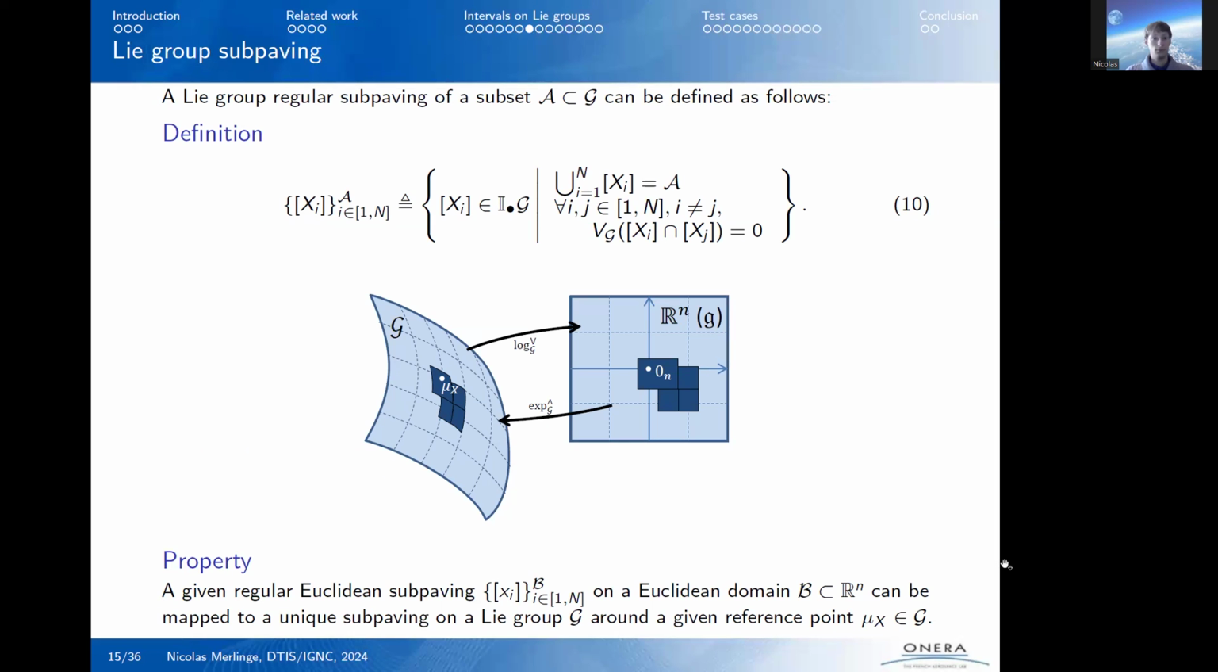So it's pretty cool because it means that we can manipulate some paving in the Euclidean space, for example, with classic interval analysis, and we can project them in the group, and it is meaningful because there is a unique solution, provided that we have defined a side of the convention, left or right, for the definition of the boxes.